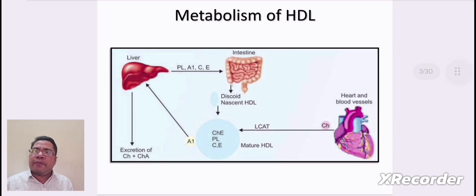In this diagram, we can see that phospholipids, ApoA1, ApoC, and ApoE are transferred from the liver to the intestines. In the intestine, the synthesized nascent HDL is discoid, which after the action of lecithin cholesterol acyl transferase converts into mature HDL. This mature HDL is ready to go to the liver once more.